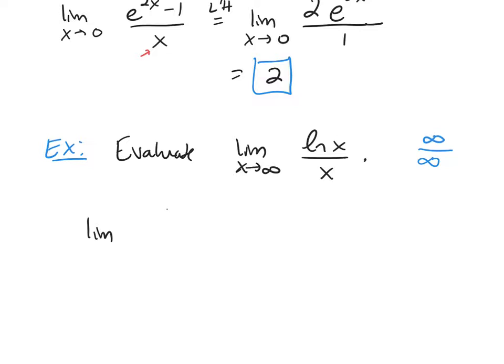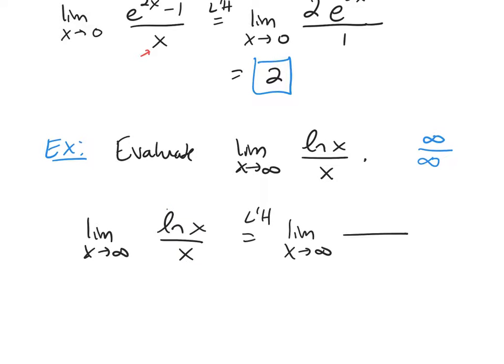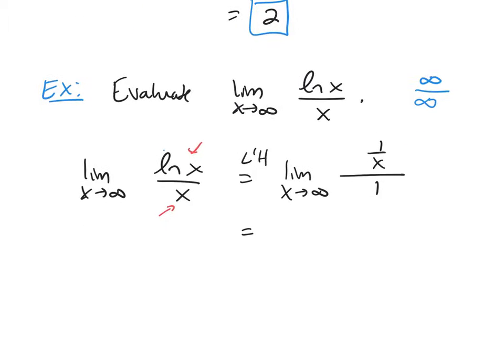So the limit as x goes to infinity, ln of x over x, using L'Hopital's rule, the derivative of the denominator is 1. The derivative of the numerator is 1 over x. And so now I'm just looking at the limit as x goes to infinity of 1 over x, which is 0.